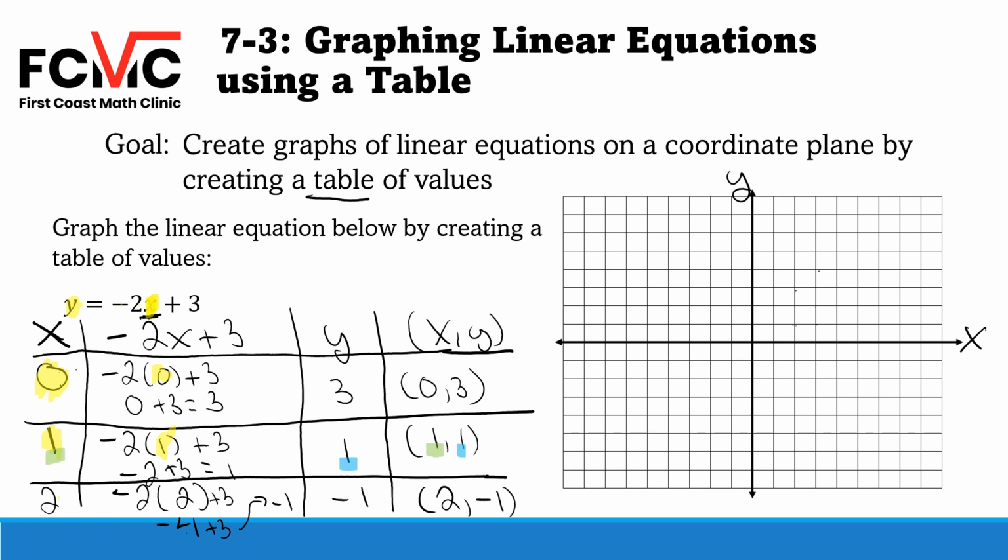So now we've got 3 ordered pairs that we can graph: (0, 3). So x is 0, y is 3. So 0, then 1, 2, 3. x is 1, y is 1. x is 2, y is negative 1, so over 2, down 1. And this is going to be our line. So this is the graph of our equation. All right, let's do another example.